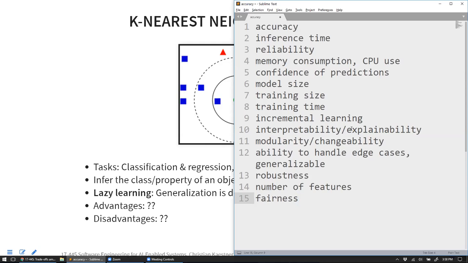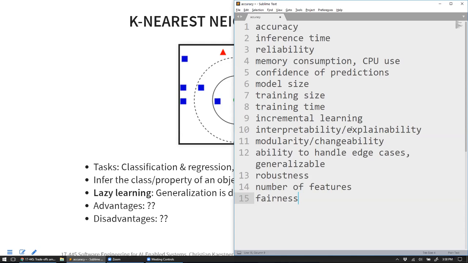Training size is amazing, right? You have no training. The model size is perfect. No model. Incremental learning, yeah. Because you're not really learning, if the data changes all the time, right, you can do this. Explainability to some degree, right? So you just find nearby things.